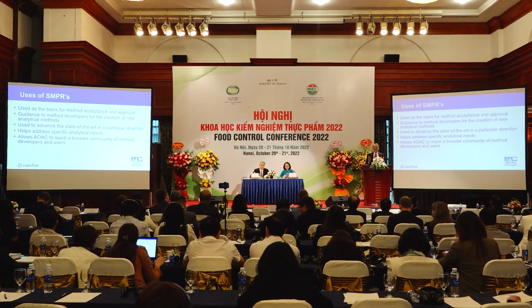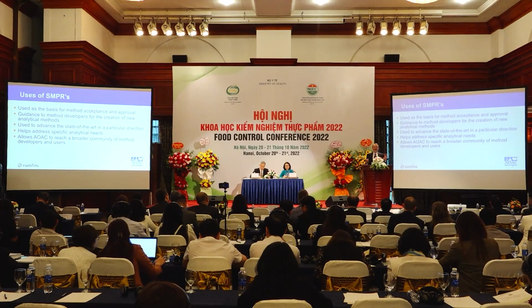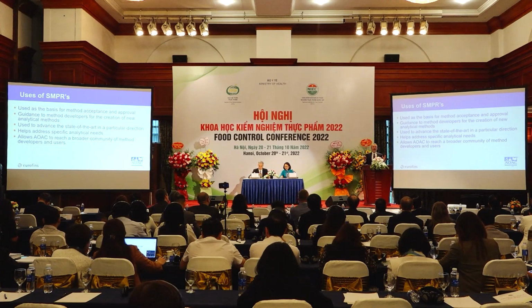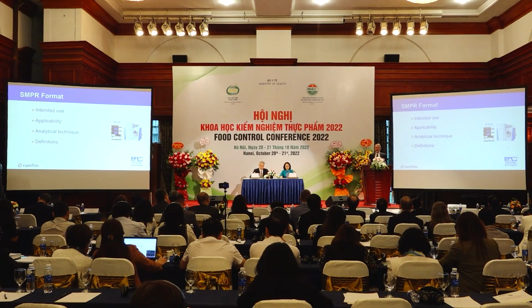How do we use these SMPRs? When we go about looking for methods, we use this as the basis to identify acceptability or probability of a method meeting our requirements. We use it as guidance for the method developers and those that are going to look at developing or modifying methods in order to meet this important standard. We use particular direction and address the specific analytical needs of what we're looking at, and it allows us to reach a broader community consensus of the standards and the things that we want to be looking at.